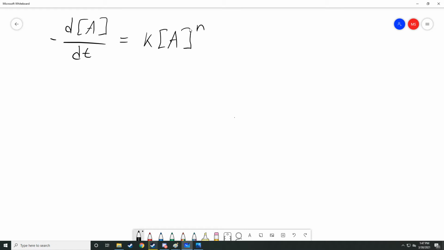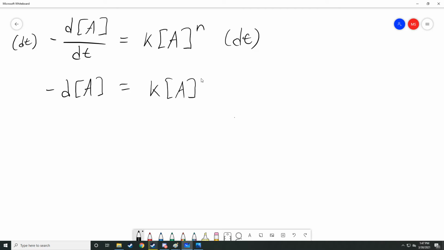So the first thing I'm going to do is multiply dt on both sides. Notice here on the left we get negative dA is equal to k A to the n dt. Now what I'm really trying to do here is separate the variables, right? So I'm going to try and get all the t's and dt's on one side, and all the concentrations and the differential of the concentrations on the other side.